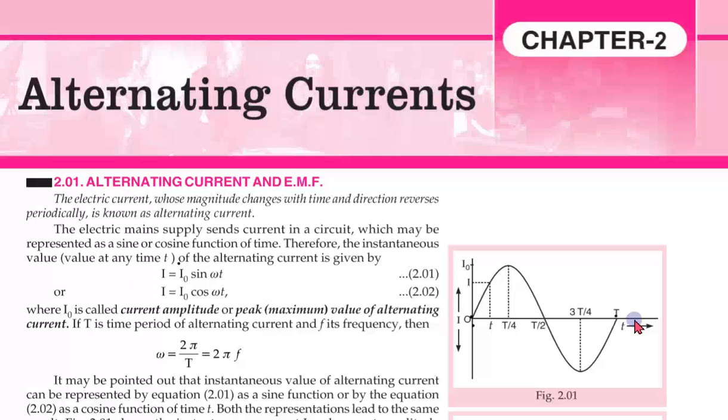Today we go to alternating currents, chapter 2 of unit 4. As we have already discussed chapter 1, now we can move over to chapter 2, which is alternating currents.